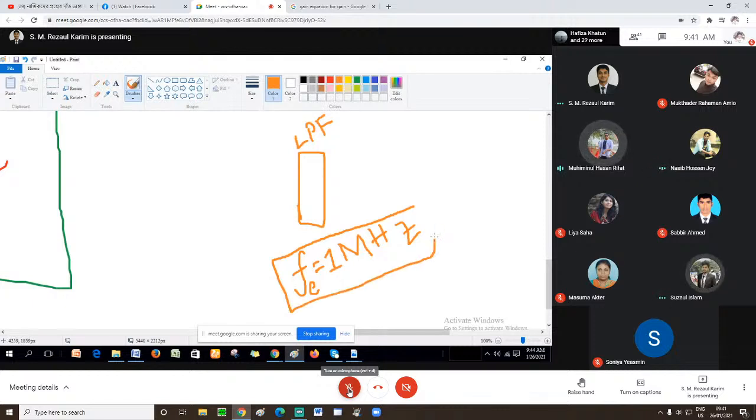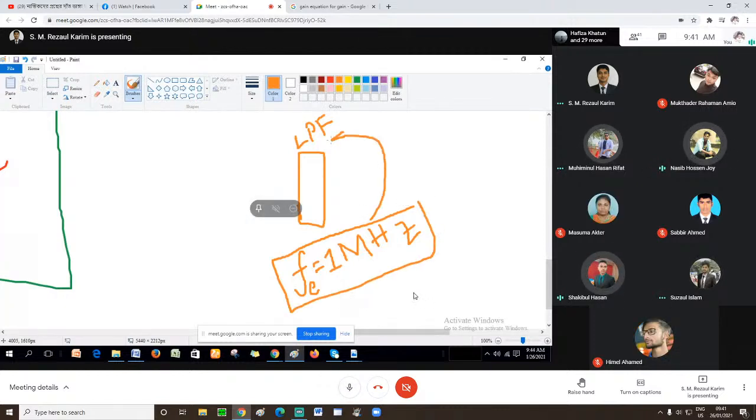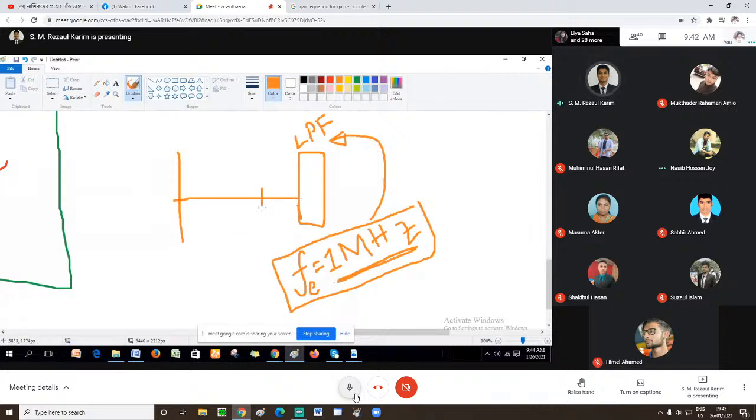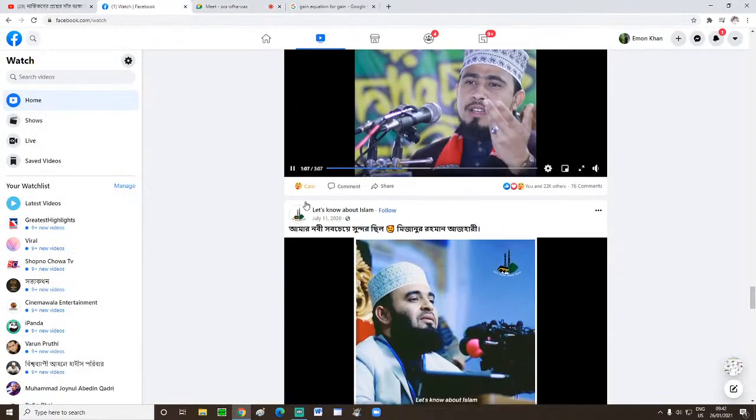After 1 megahertz frequency it goes to cutoff. We cannot get any signal. So 1 megahertz is the maximum point of frequency that it can pass. After 1 mega, the filtering will take place, right?